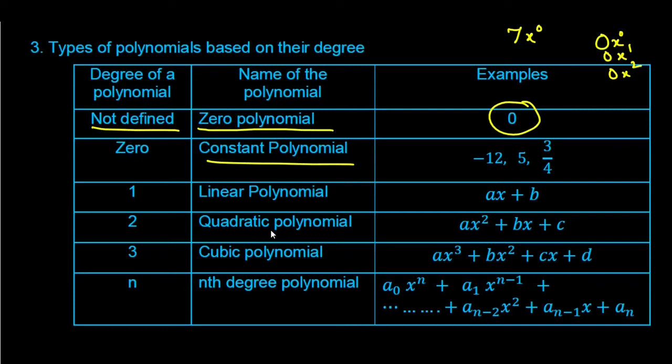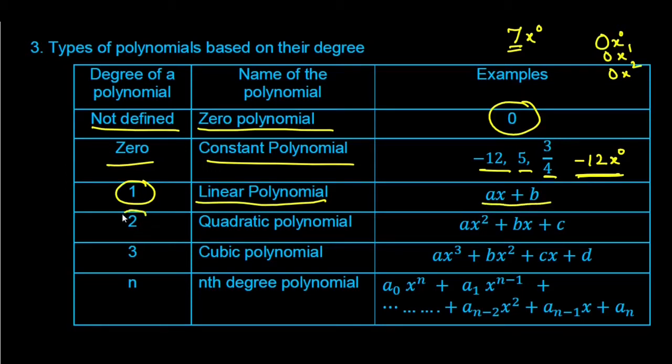Constant polynomial. For a constant polynomial, the 7 we have taken here, minus 12, 5, 3 by 4, whatever may be the constant polynomial, it can be written as the constant into the variables raised to 0. So minus 12 can be written as minus 12 x power 0 or any other variable. So the degree of constant polynomial is 0. When the degree of a polynomial is 1, we call it linear polynomial. The general form of linear polynomial is ax plus b.